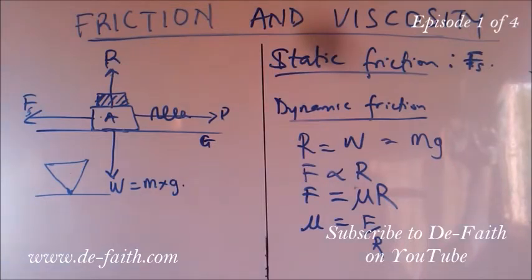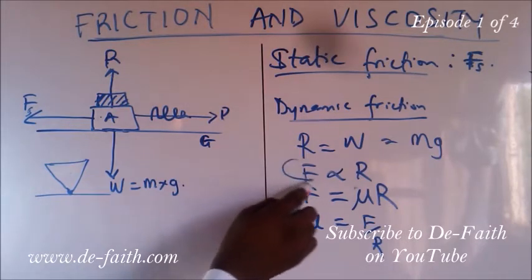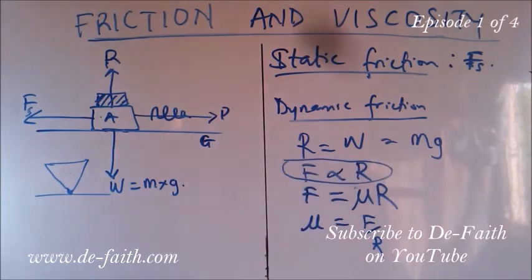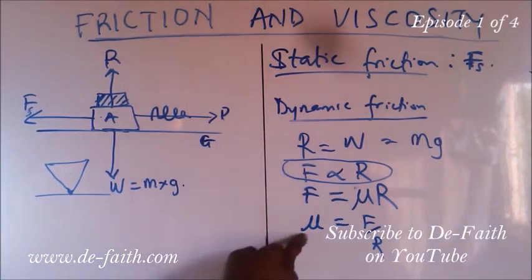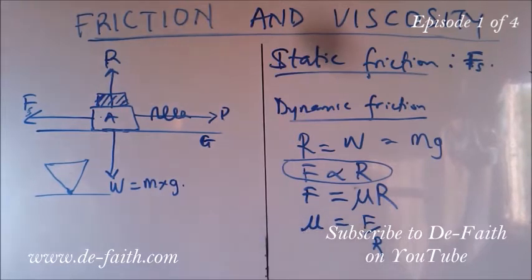bodies. So frictional force is independent of that, and also we have that frictional force is proportional to the normal reaction. So the frictional force is proportional to the normal reaction, and we have this equation. Then we have that the coefficient of static friction is equal to the frictional force over the normal reaction.